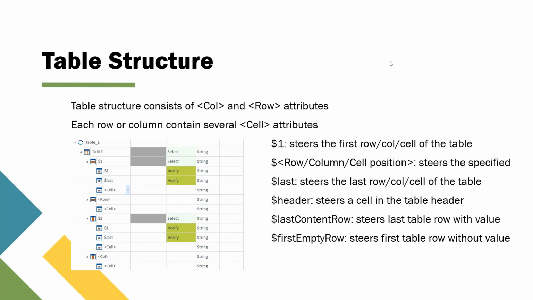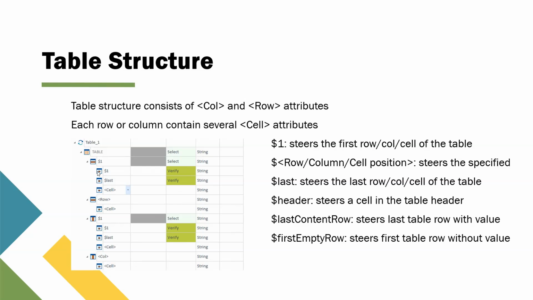So let's start with the basics, which is what is the table structure. This particular image shows you a typical table when you create a module for a table and then you pull it into the Tosca TBox test case. Then this is the step where you will see that it has got a table and then it has typically got rows and columns, right? So a table structure generally consists of two attributes, which is the column and the row. Then each row or column could have several cells, and these cells then have different attributes, right?